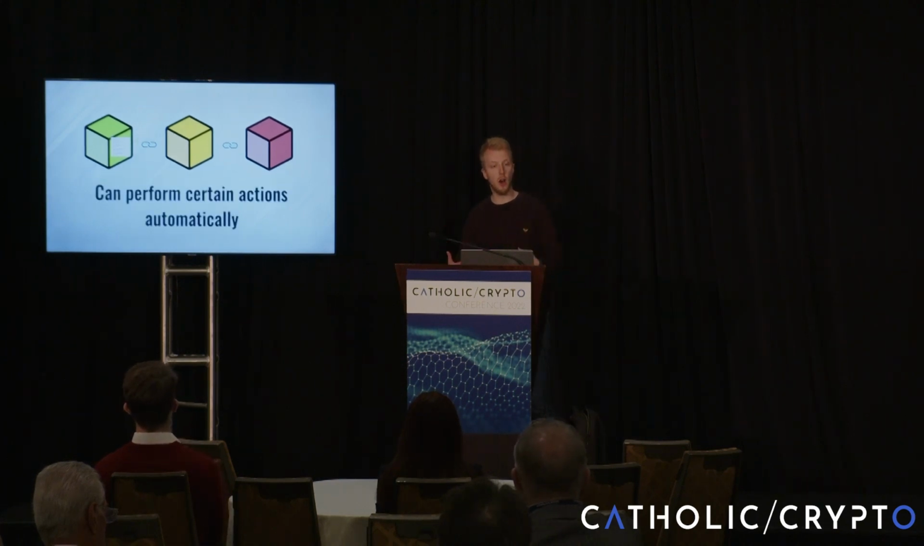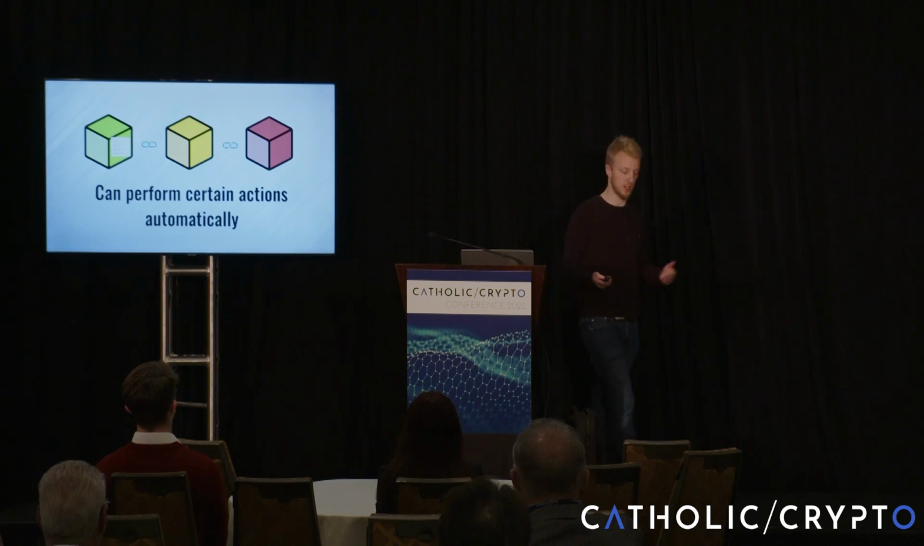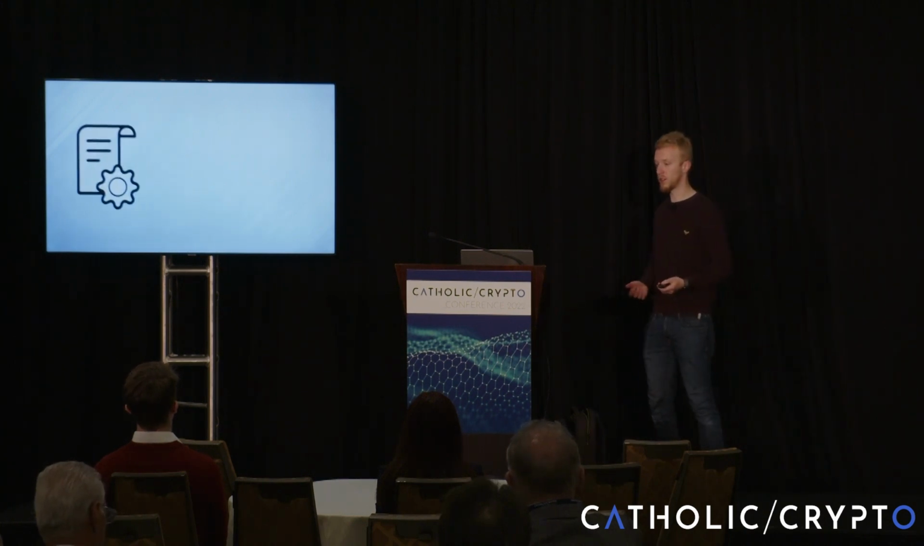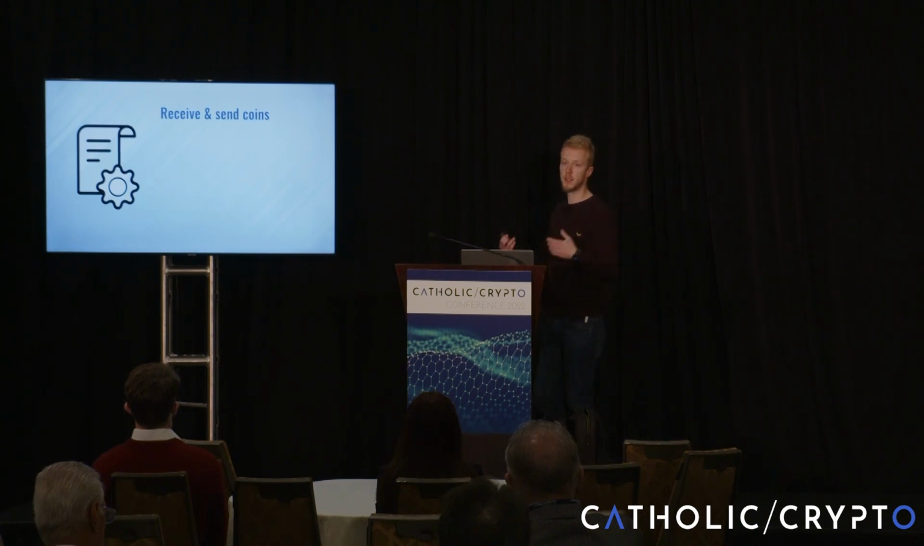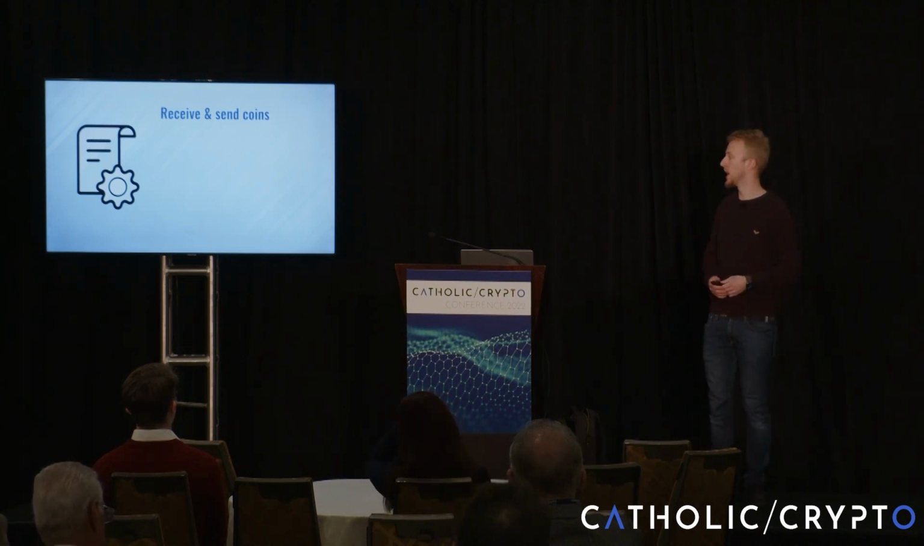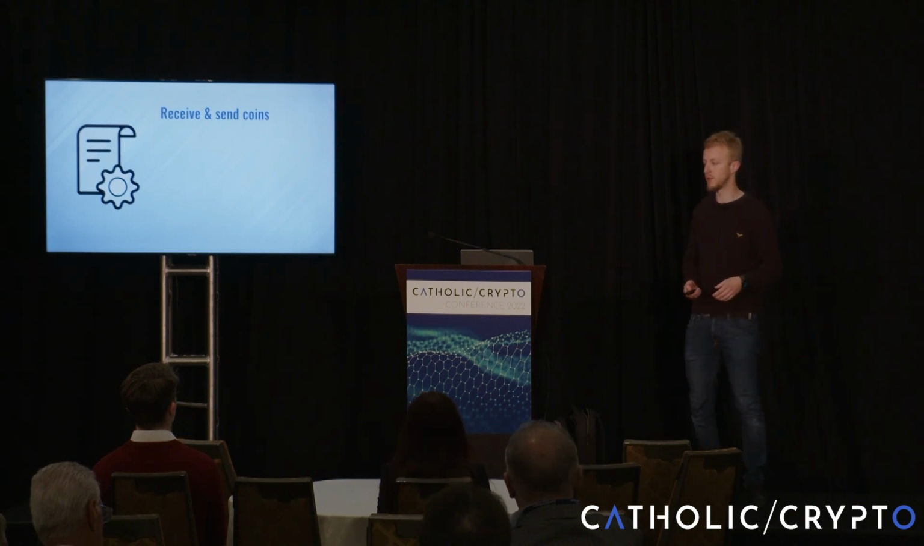Smart contracts can automatically perform certain actions on a blockchain. Well, what kind of actions can it do? For starters, a smart contract can send and receive coins. I said that contracts live on the blockchain, and that means they get an address. And you can send coins to that address, and then the smart contract can do stuff with your funds.